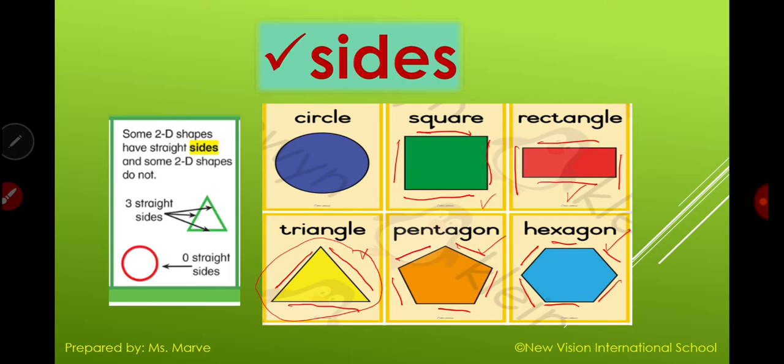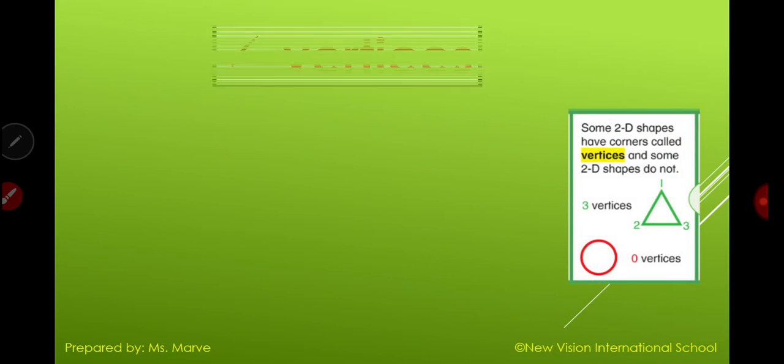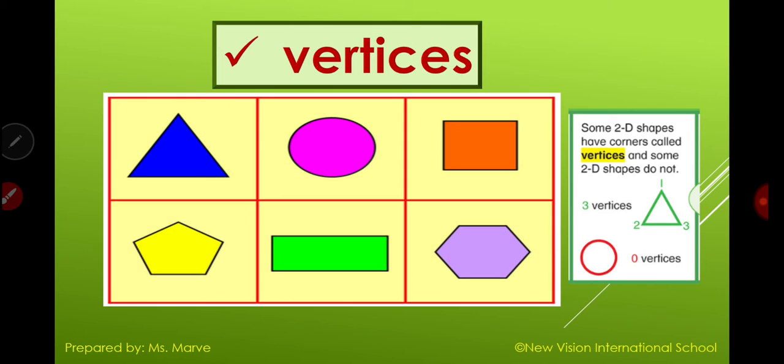How about the circle? Does it have straight sides? No, it means zero. Okay, next, we have vertices. Always remember that some 2D shapes have corners called vertices and some 2D shapes do not. For example, the circle doesn't have vertices. But some, like triangle, rectangle, square, hexagon, and pentagon, have vertices. When you say vertices, it means the corner.